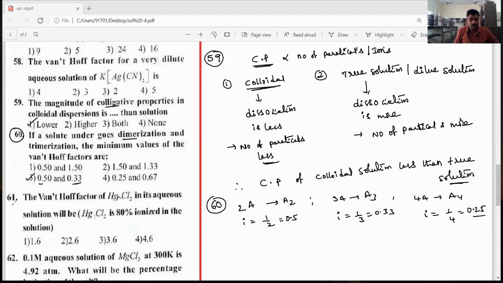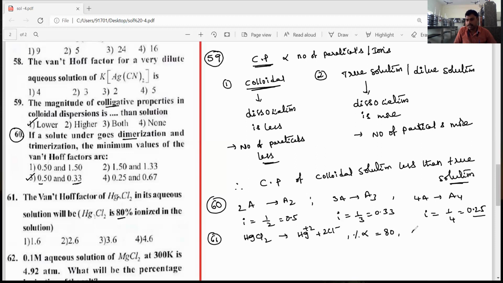Let's go for the 61st question, dear students. In the 61st question, we have to find the Van't Hoff factor when its ionization is only 80%. HgCl2 gives Hg2+ plus 2Cl minus, so a total of 3 ions are present. Then, with 80% ionized, we have to find the i value. So the alpha percentage is equal to 80%.